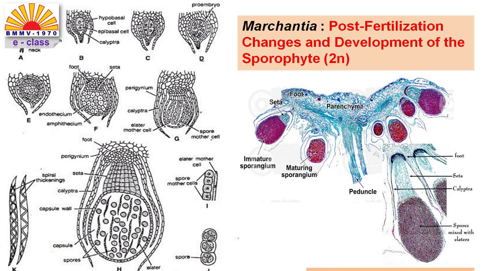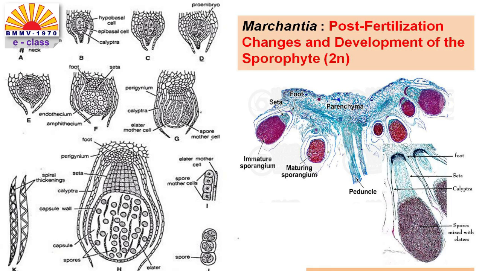The foot is a bulbous and multicellular structure. It is composed of parenchymatous cells. It acts as anchoring and absorbing organ. It absorbs the food from the adjoining gametophytic cell for the developing sporophyte. The sporophyte will never leave the gametophyte.